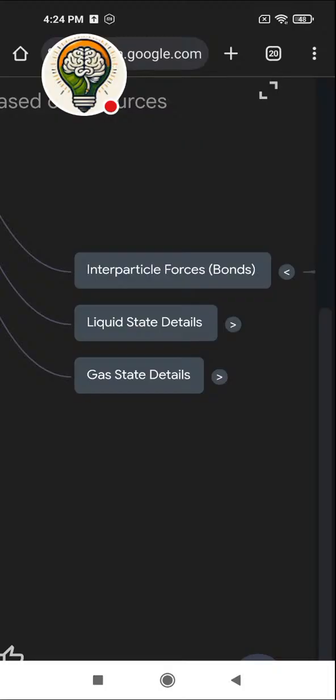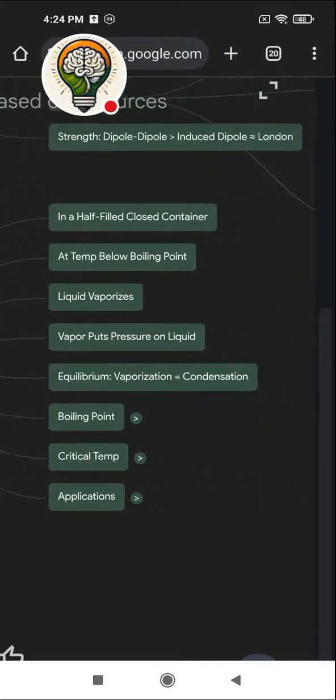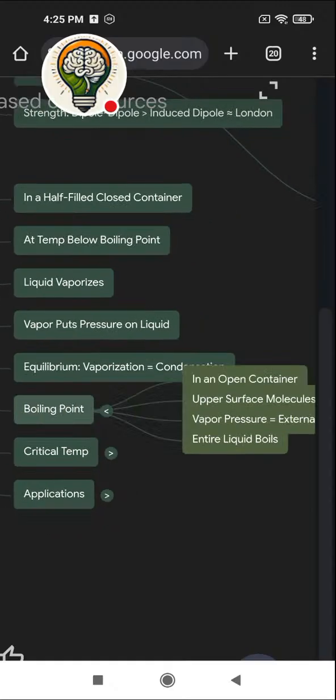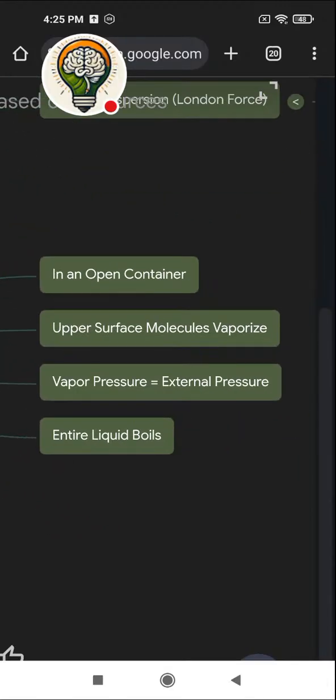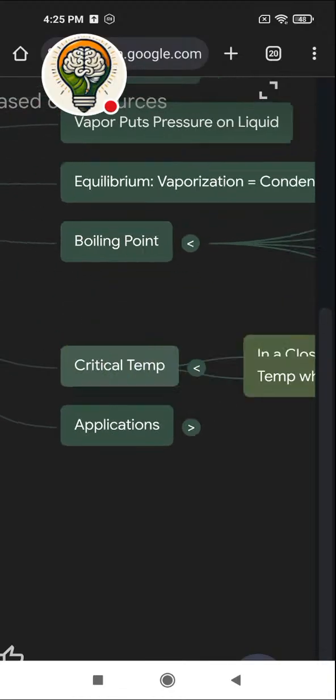Then the liquid state details. So vapor pressure. In a half filled closed container below boiling point, a liquid vaporizes. Vapor puts pressure on liquid and at equilibrium vaporization equals condensation. So the boiling point. In an open container, upper surface molecules vaporize, vapor pressure equals external pressure, and the entire liquid boils. Then the critical temperature.